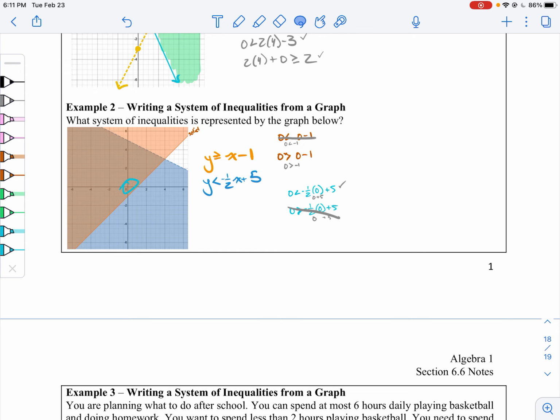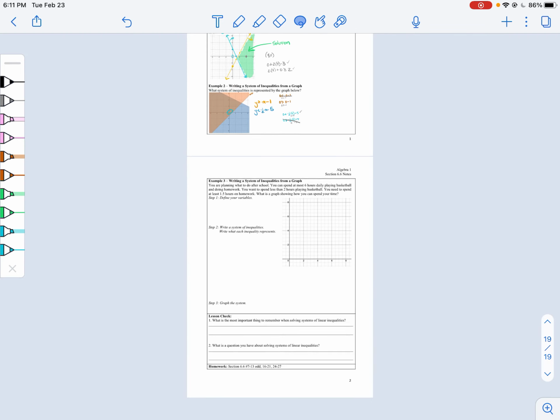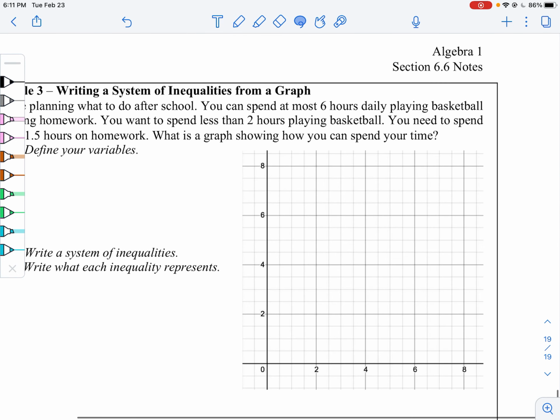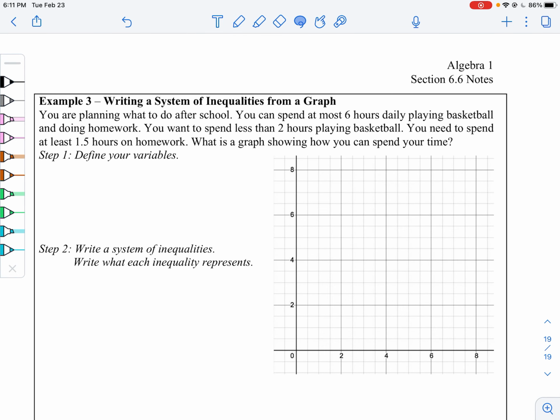Awesome. When are we going to use this in real life? Well, let's say you need to plan your life after school today. And here's what you know. You know that you can spend at most 6 hours playing basketball and doing homework. So you've got 6 hours of free time when you get home to do stuff. So maybe you get home at 4, go to bed at 10. Great. Of course, setting aside an hour to eat dinner and watch Jeopardy. Of course.